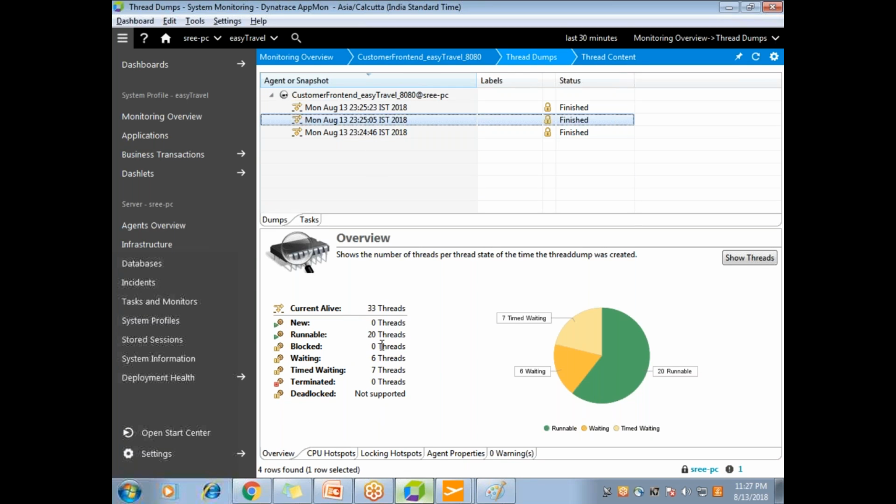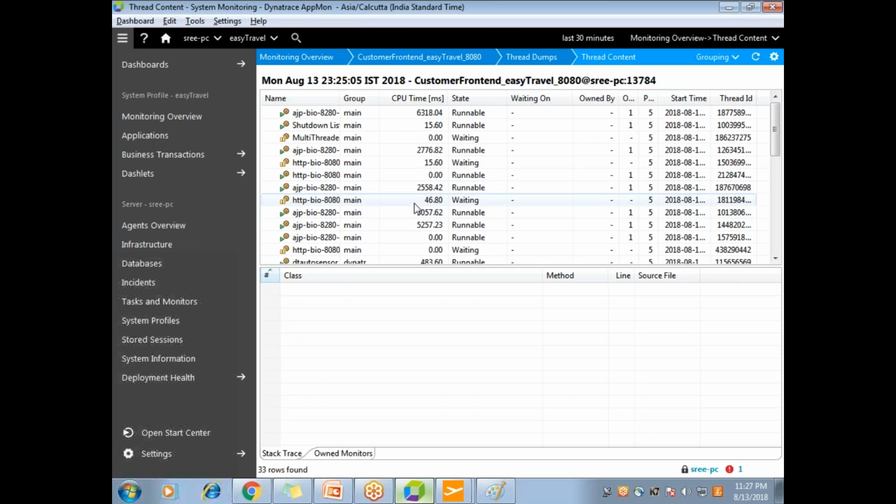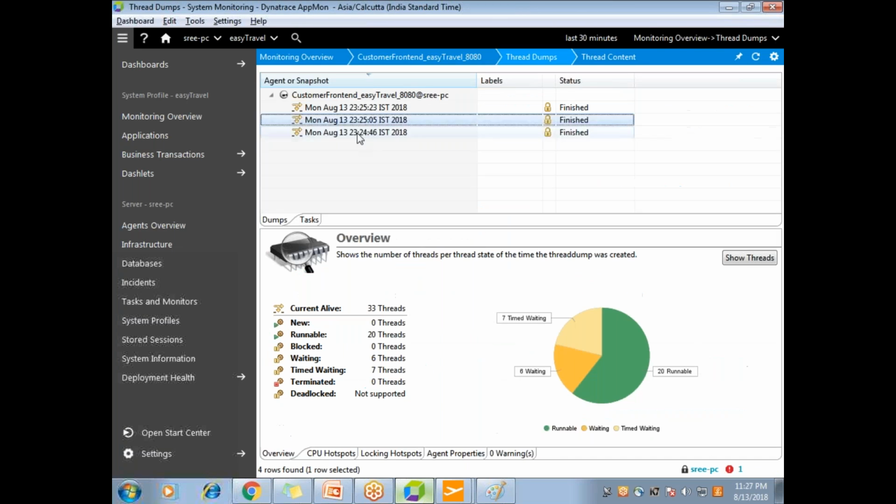But if there were any blocks, let's say there were 2 blocks for this thread dump, then when you come back over here, you check if there are blocks, and if there are 2 blocks, go back to the thread dump and see if the same threads are blocked. If the same threads are blocked, then you go to the next thread dump, and the same 2 threads are blocked, which means that the threads are blocked for a period of time, which is long.